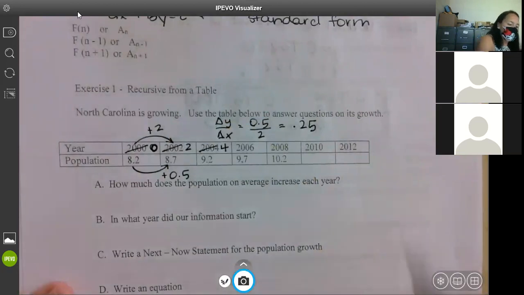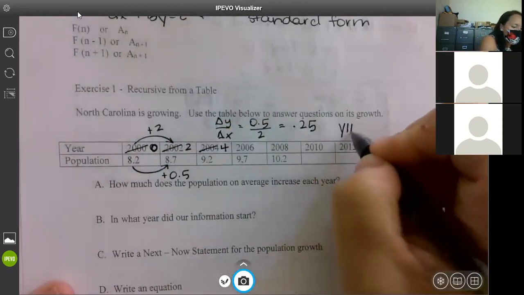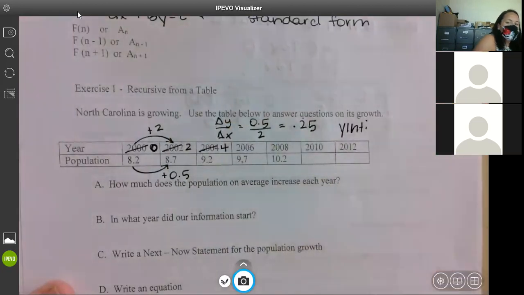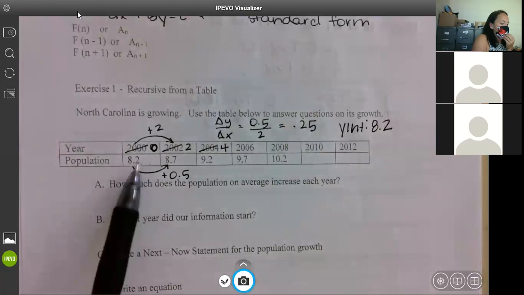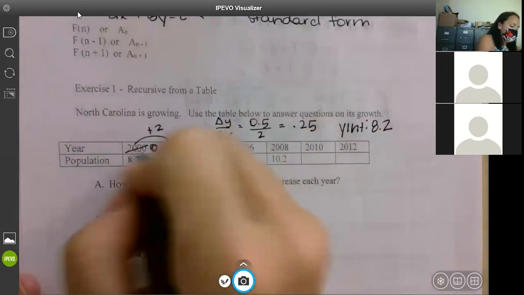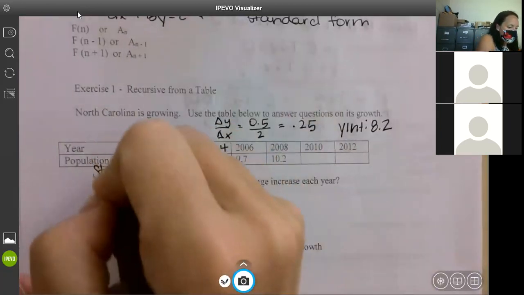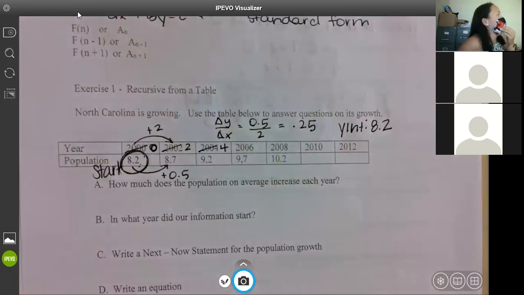So what's our y-intercept? Where did we start? 0 is our x, but remember we want our y-intercept. So where did we start? 8.2. It's your start, because your x is at 0. It will always be that way when x is 0.